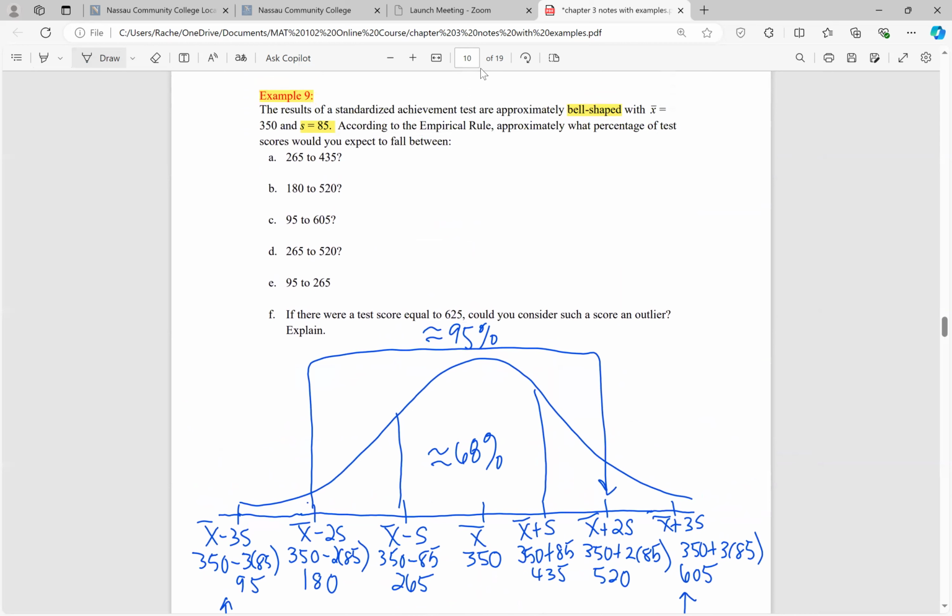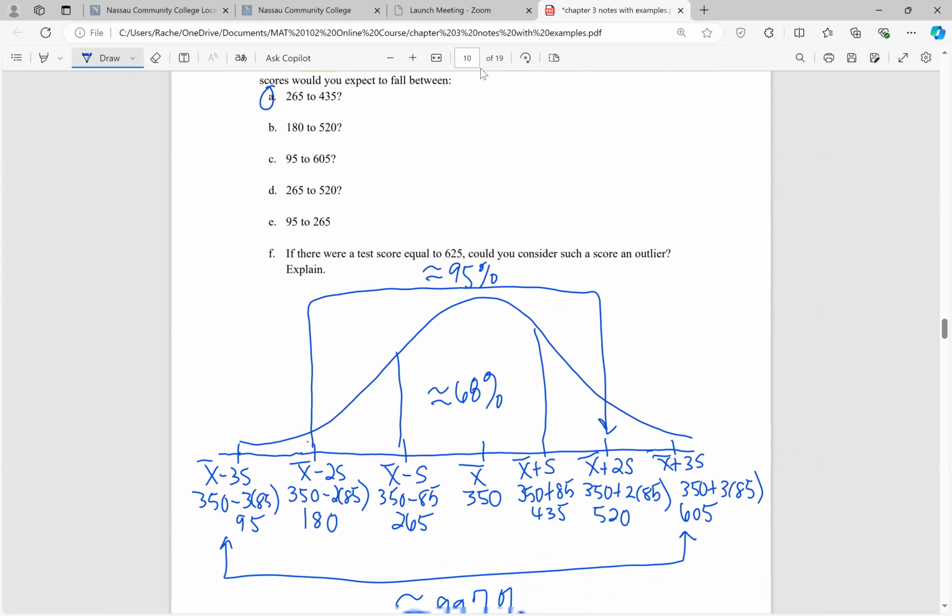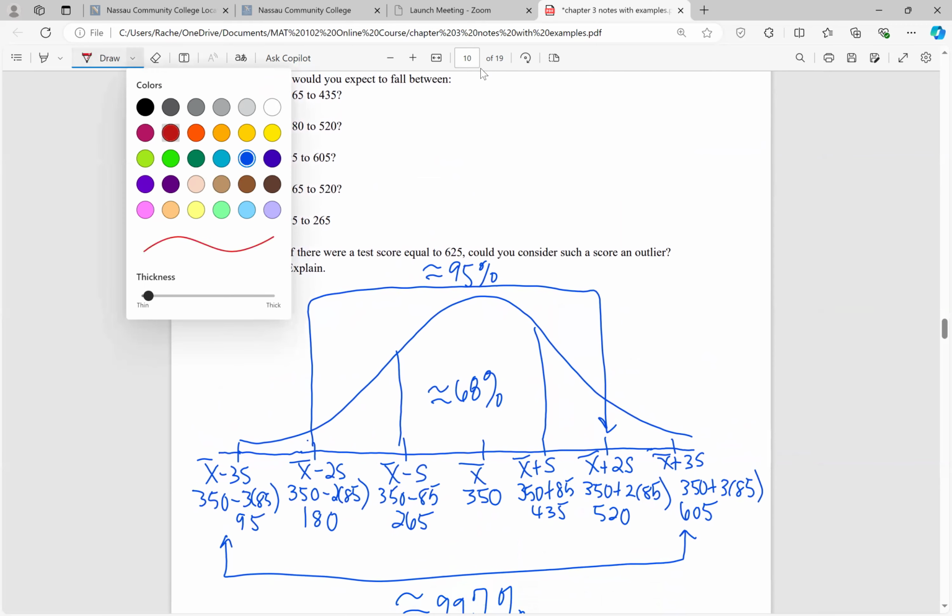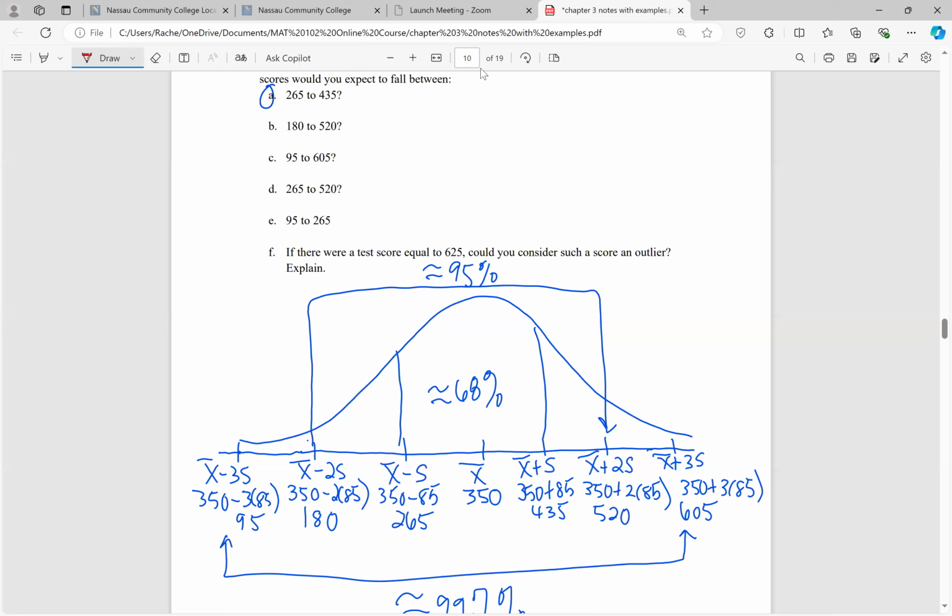So let's look at part A. Part A says, what percentage of test scores would you expect to fall between a 265 and a 435? So I'm going to change colors here. So here's a 265 and here's a 435, right? That's where my 2 scores are. And both of those fall 1 standard deviation away from the mean. So we expect about 68% of our data values to fall between a 265 and a 435.